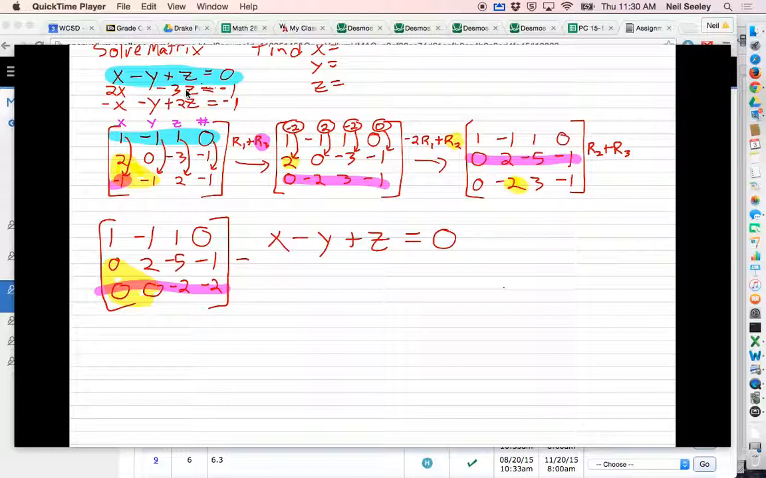So these are the same things. And now it's 2y minus 5z equals negative 1. Okay. Negative 2z equals negative 2. What do you think? You okay with that? I put it back as a system again. Matrices in these systems are interchangeable, just different organizational systems. Okay. You okay with that?